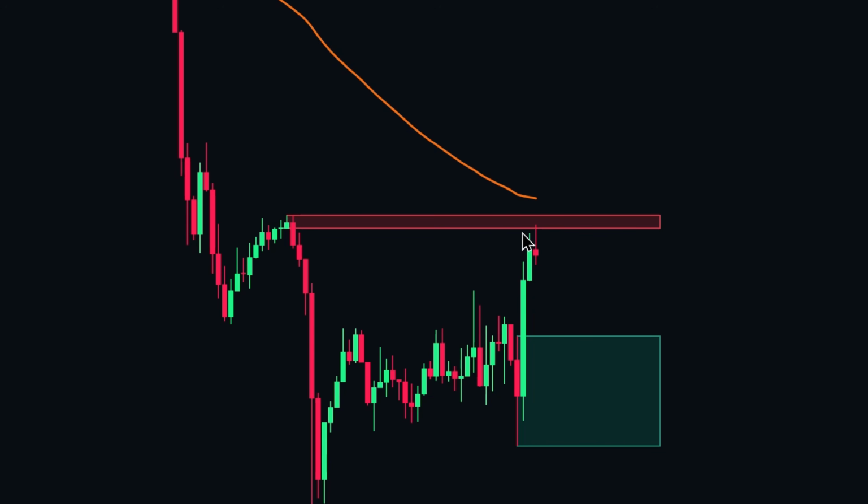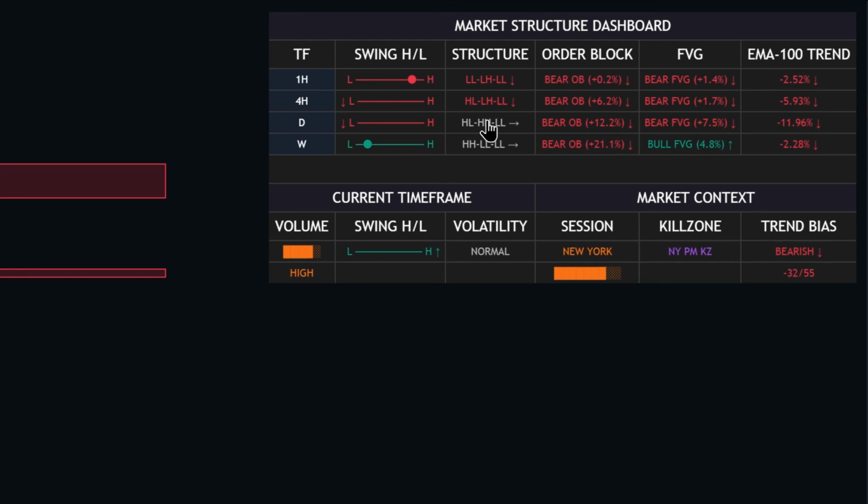At this point, we move to the Market Structure Dashboard for confirmation. On the 1-hour time frame, the structure is bearish. On the 4-hour time frame, it is also bearish. On the daily and weekly time frames, it is mixed, but overall, the market still leans bearish. Next, we check the EMA readings across the higher time frames and confirm that price is trading below the EMA, which supports downward momentum. Then, we confirm the trend bias, and it is clearly bearish.